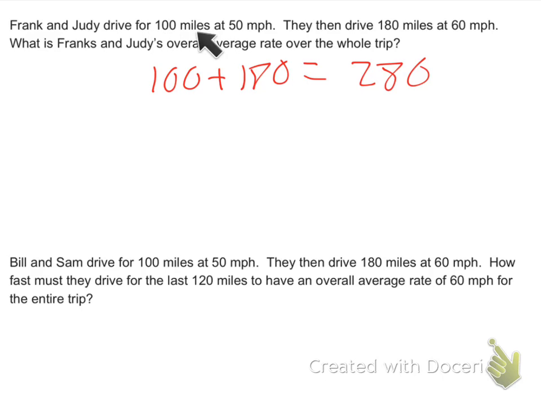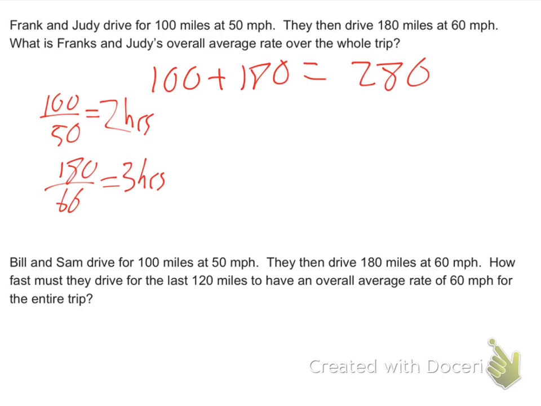Distance divided by rate. Oh, so 100 divided by 50 is 2 hours. The next leg was 180 divided by 60, which is 3 hours. So our total time of this whole entire trip was, right? It was 5 hours because I can add those together.